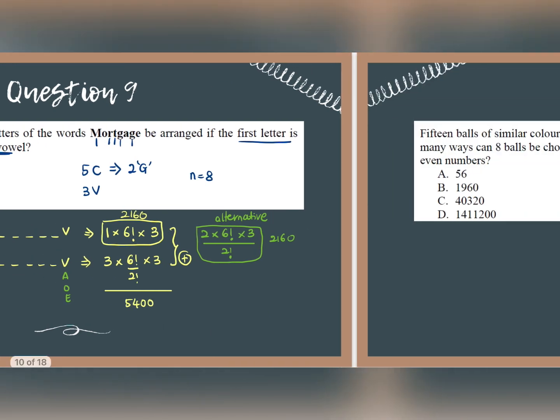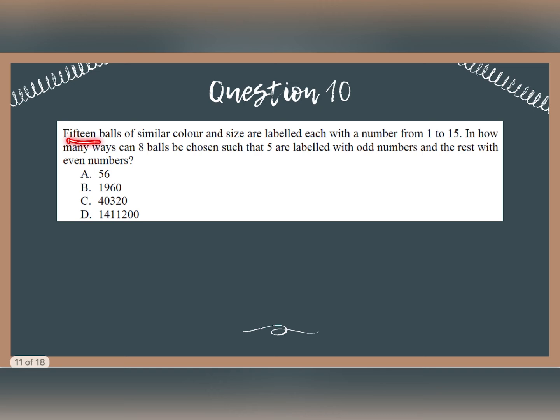Now moving on to question number 10. 15 balls with similar color and size are labelled with 1 to 15. Okay, that means although they are similar in size and color, they are distinct balls because they have labels. So how many ways can 8 balls be chosen? So the keyword here is chosen. So automatically it is a combination. Such that 5 are labelled with odd numbers and the rest are even numbers.